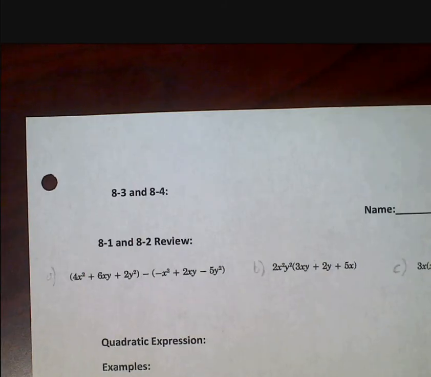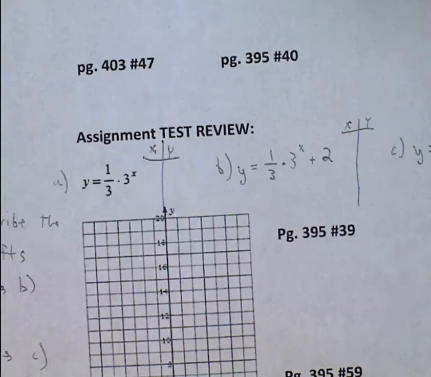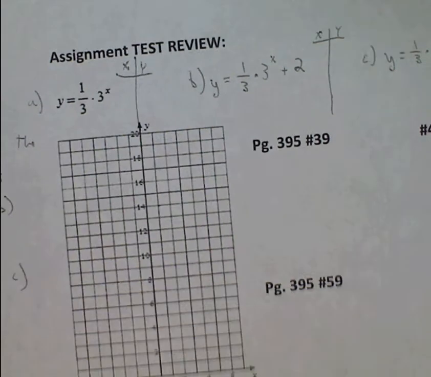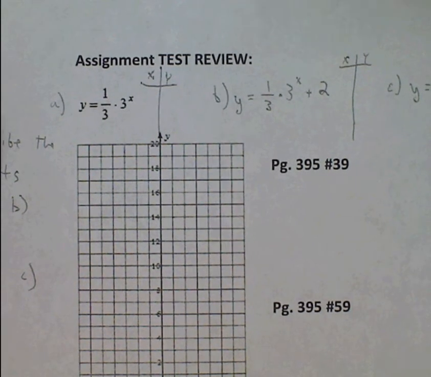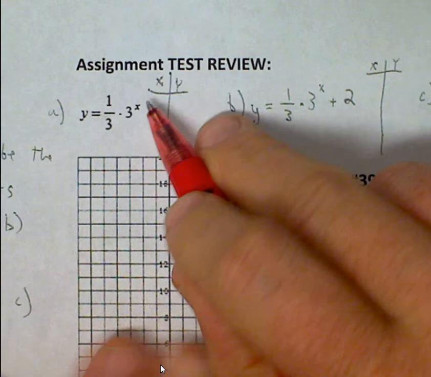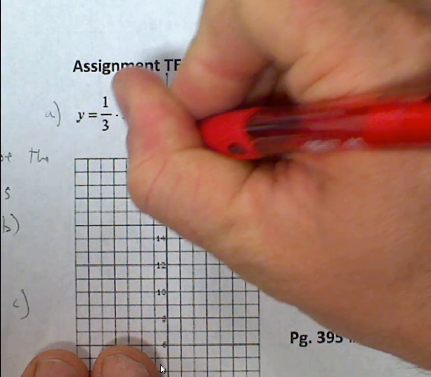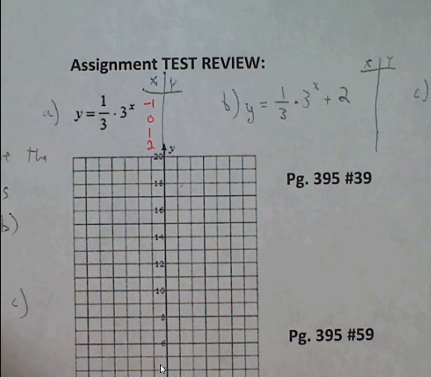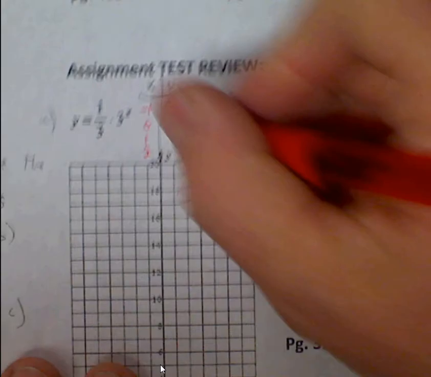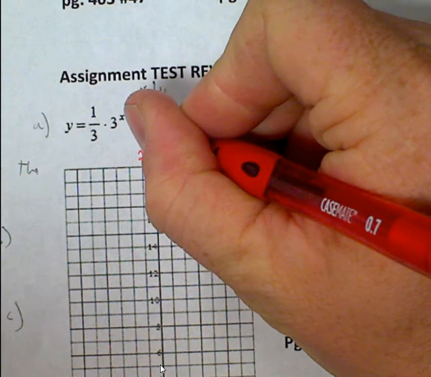Okay, we are on 8-3, 8-4 assignment. So test review. The first thing is we need to go ahead and graph these. There's nothing up in my exponent, so I'm going to plug in -1, 0, 1, 2. So 1/3 times 3 raised to the -1 gives me 1.2 repeating. If I plug in 0, that'll give me 0.3 repeating.